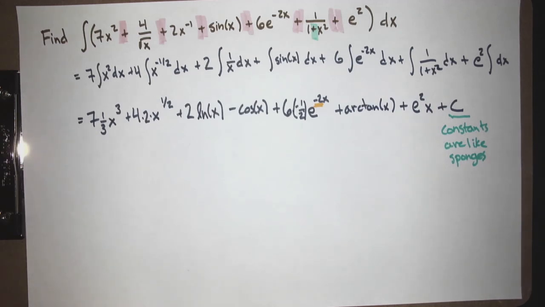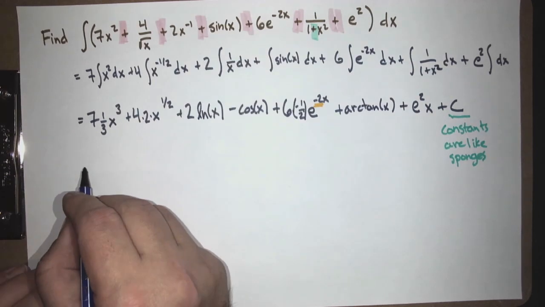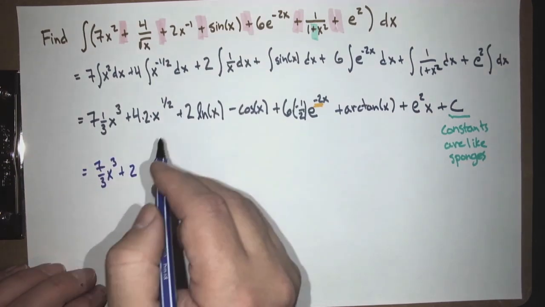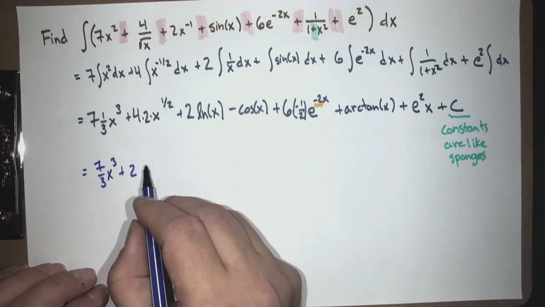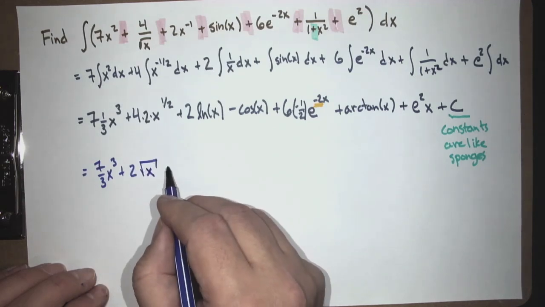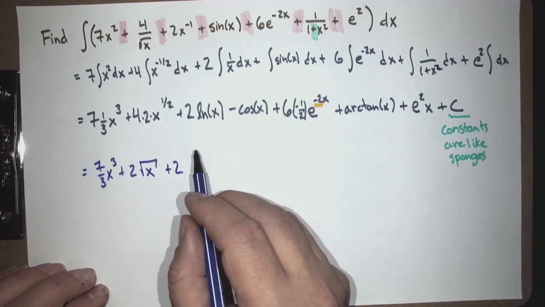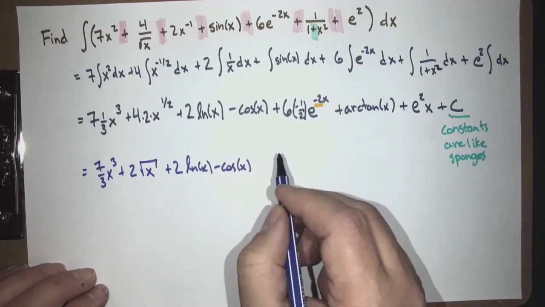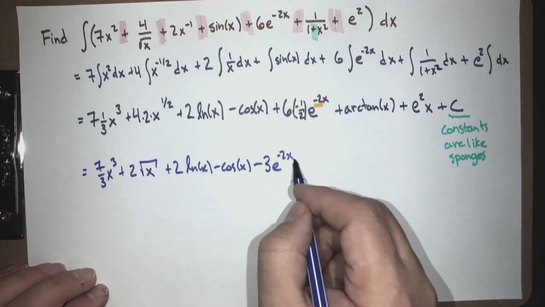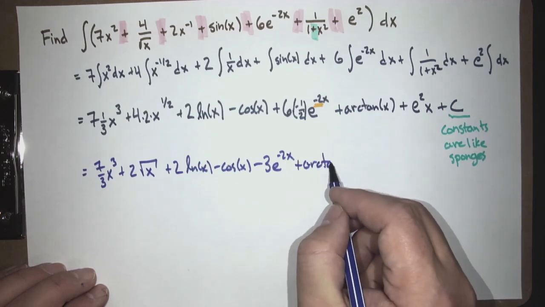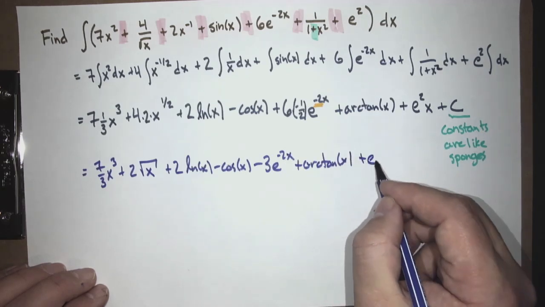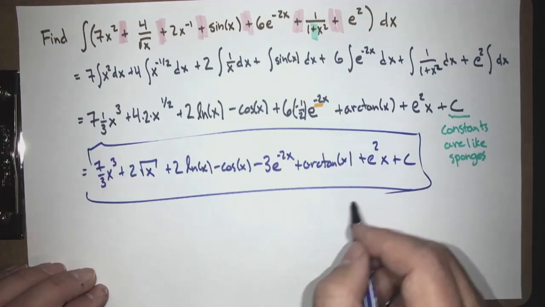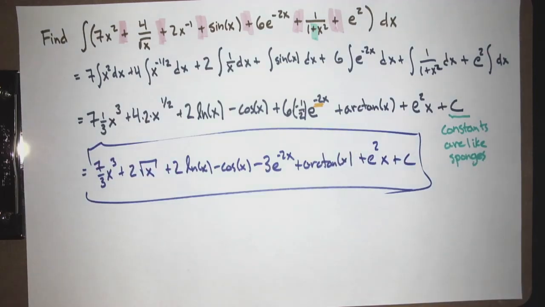So that's the answer, but just for fun, I would just clean it up a little bit. So 7/3 x cubed plus 2. And if you want to go back and say, I like square root notation, that's fine. 2 square root of x, or 2x to the 1/2, 2 log of x, minus cosine x, minus 3 e to the minus 2x, plus arctangent of x, plus e squared times x plus c. See, not so bad. Antiderivatives, they're easy.